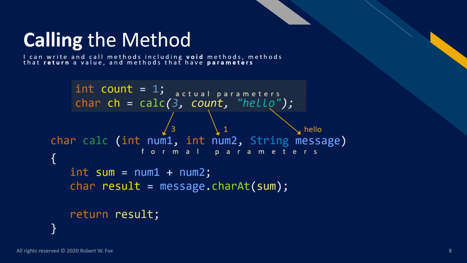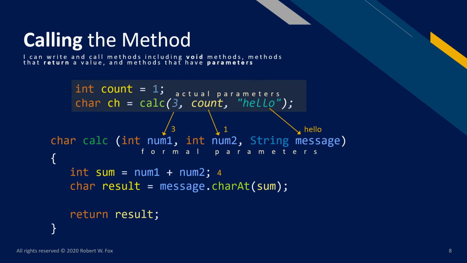So once we've called the method, once the parameters are transferred, the actual parameters transferred to the formal parameters, then the method body executes. And so the first task in the method, you will notice, is to create a variable sum and add together num1 and num2. Now we know that num1 is 3 and num2 is 1, so it shouldn't be surprising that when we add them together, sum will hold a 4.